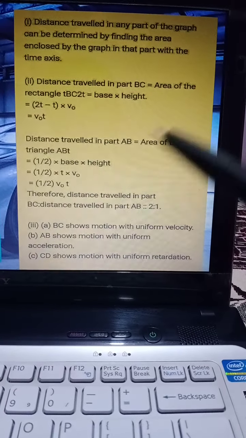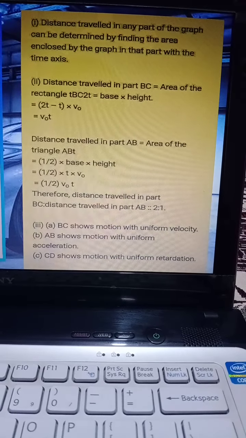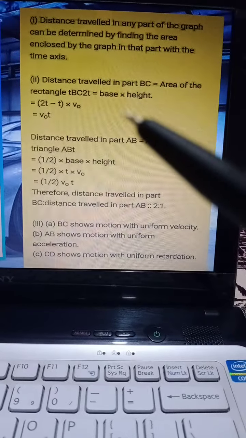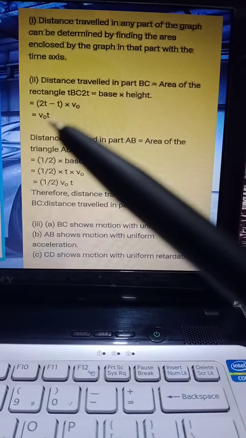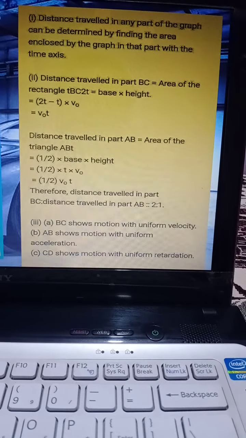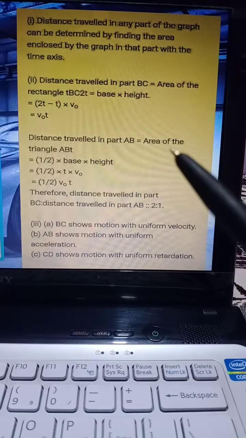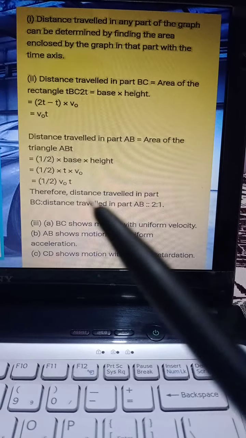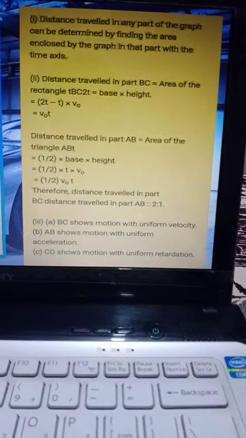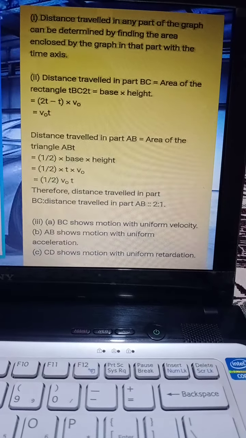Then for the next part, distance traveled in part BC is equal to the area of the rectangle, and that area according to the graph comes to V0 into D. Then for the distance traveled in part AB, again we find the area of that triangle, and after solving we get the area as half V0 into D. So when we compare, we get 2:1.